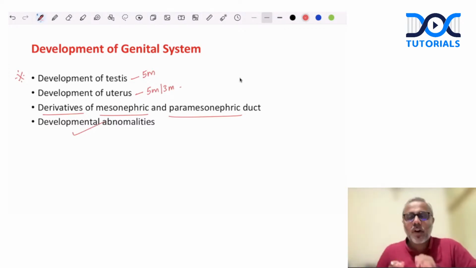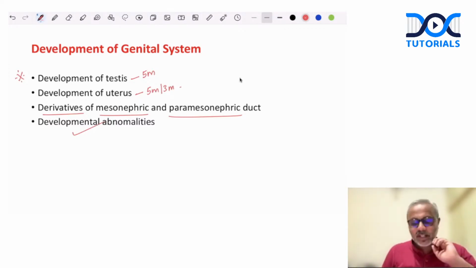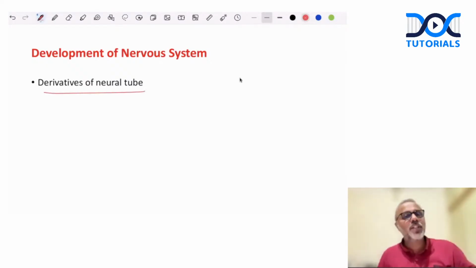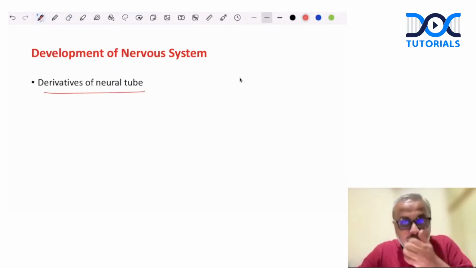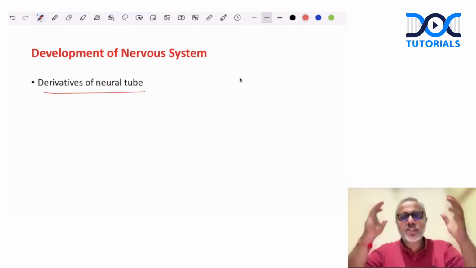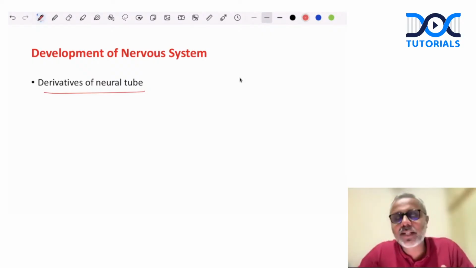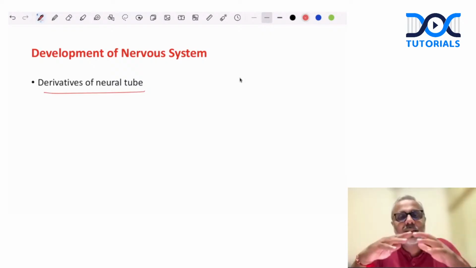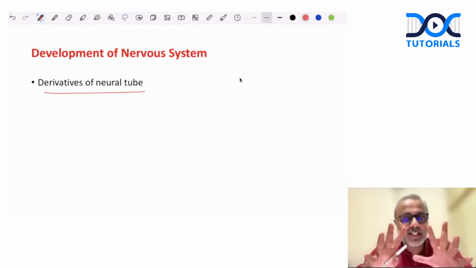Right? Now, apart from this, the development of nervous system, we need to know what are the derivatives of the neural tube. What happens to the cranial end of the neural tube, the caudal end of the neural tube? What are the 3 brain vesicles? What are the structures derived from the 3 brain vesicles? What is prosencephalon, mesencephalon, rhombencephalon? All this we must know, derivatives, right?